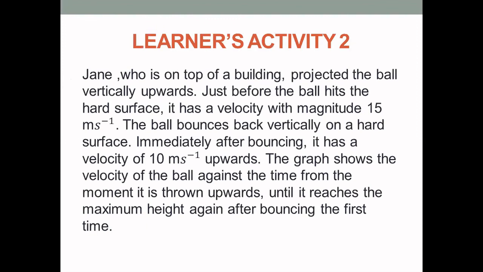Okay, learners activity number 2. You need to do it at home by yourself. Jane, who is on top of a building, projected the ball vertically upwards. Just before the ball hits the hard surface, it has a velocity with magnitude 15 meters per second. The ball bounces back vertically on a hard surface. Immediately after bouncing, it has a velocity of 10 meters per second, which is upwards. The graph shows the velocity of the ball against the time from the moment it is thrown upwards until it reaches the maximum height again after bouncing the first time.